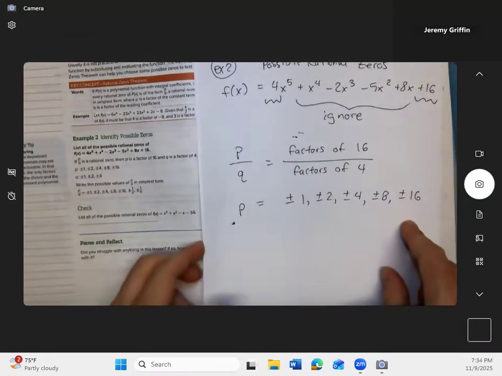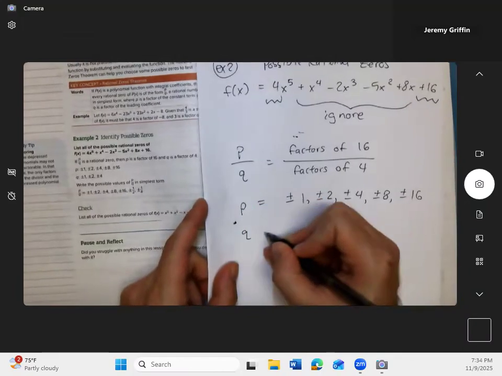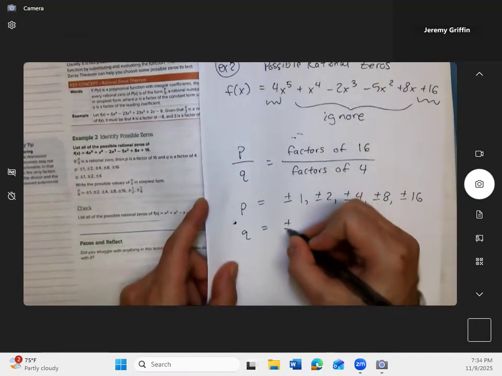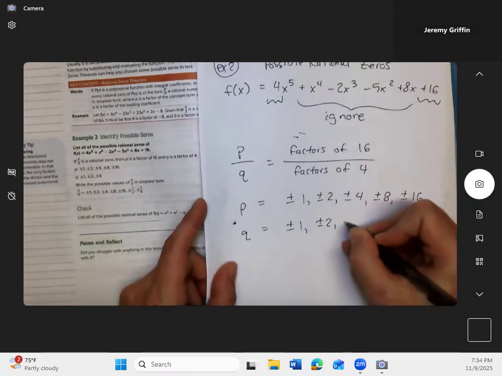So that's a lot of factors there. And then Q, factors of 4, that'll be plus or minus 1, plus or minus 2, plus or minus 4.